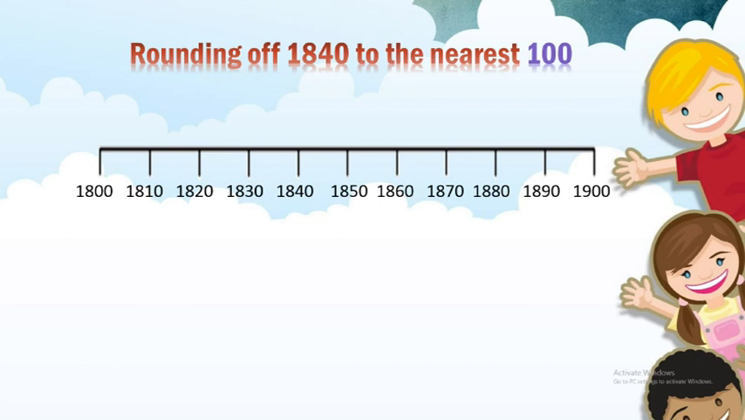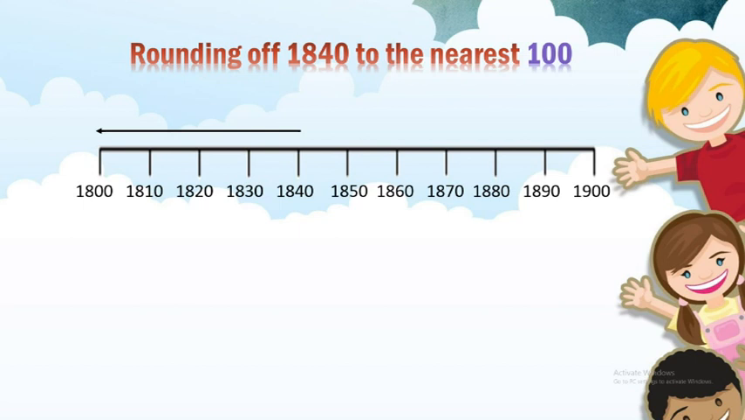1800 and end at 1900. Start 1800, 1810, 1820, like that you have to continue. And then look at which number is in the hundreds place. Which number is in the hundreds place? Very good, 8. And then look at the next number. The next number is 4.